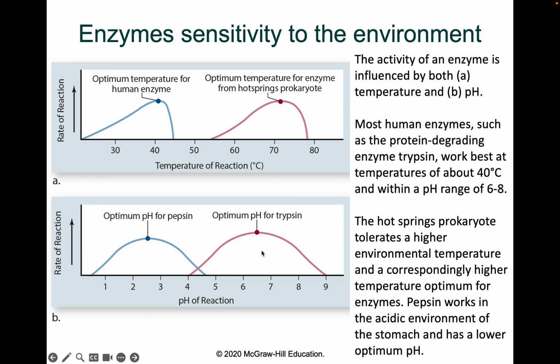So basically, enzymes can work better at certain temperatures and certain pHs. You need to find the optimum temperature and the optimum pH, meaning the perfect pH for it to work at its finest, at its best capacity, and the best temperature.